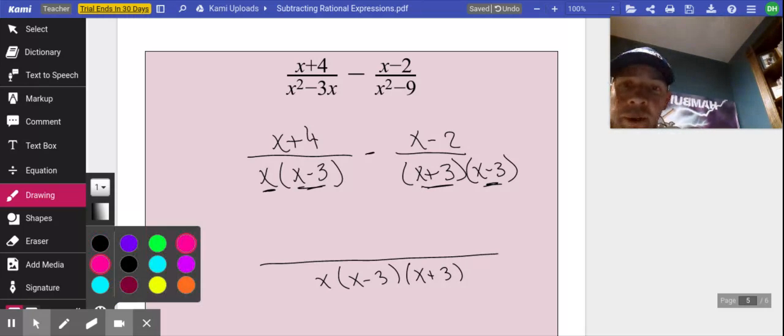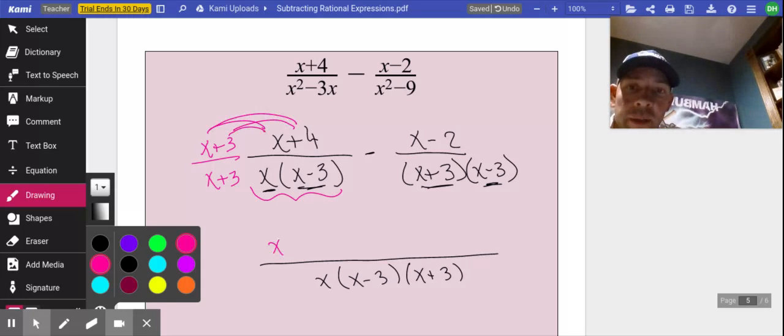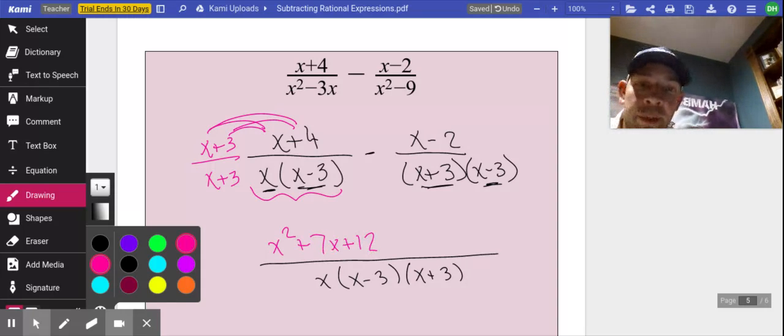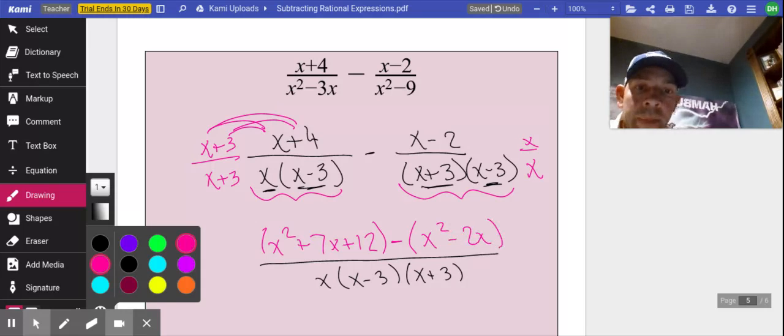Now, what's the very first one missing? This first denominator is missing a factor of x plus 3. So I'm going to multiply the top and the bottom. I'm going to distribute the x, distribute the 3, combine like terms. We've done that a few times. We're getting pretty smooth at that. Of course, we're going to put parentheses there. We got our minus sign. We're going to start our next set of parentheses. This denominator is missing a factor of x. So we're going to multiply the top and bottom by x to get x squared minus 2x.